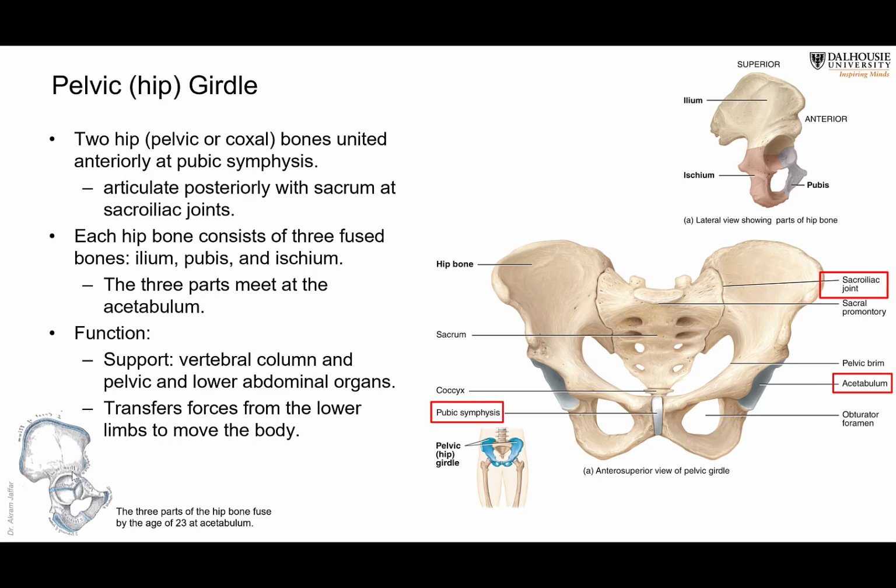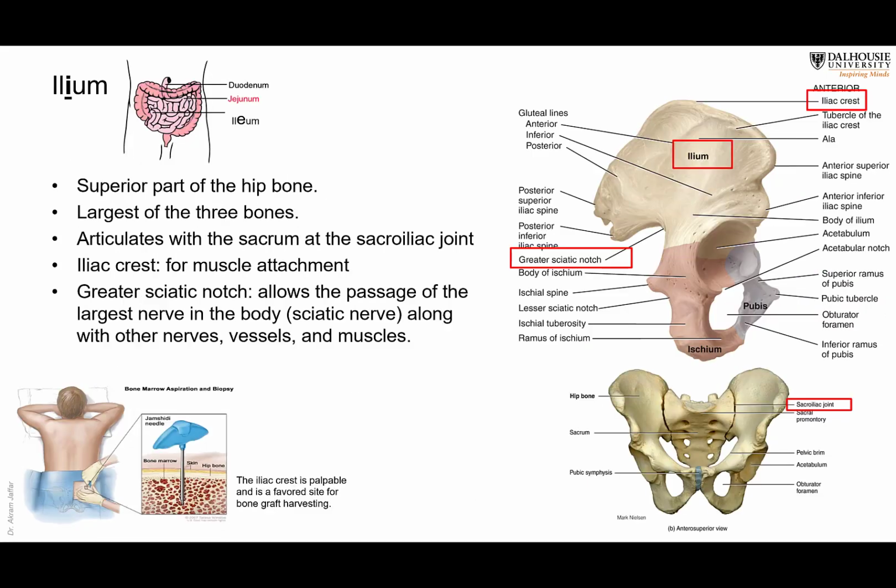This hip bone or pelvic girdle supports the vertebral column and supports pelvic and lower abdominal organs. And it transfers forces from the lower limb, because the femur articulates at the acetabulum, so the forces are transmitted to the vertebral column. Now we'll start with the first one, the ilium.